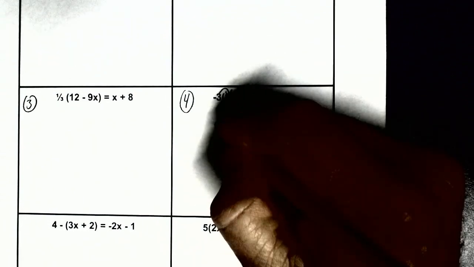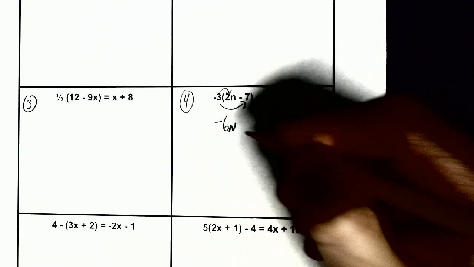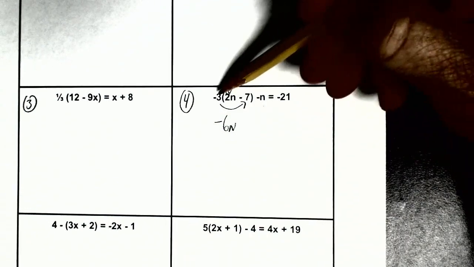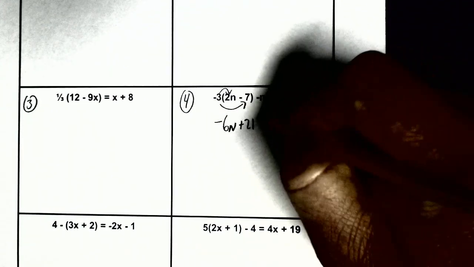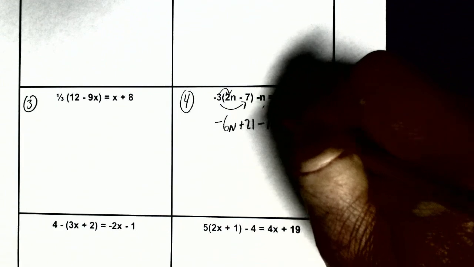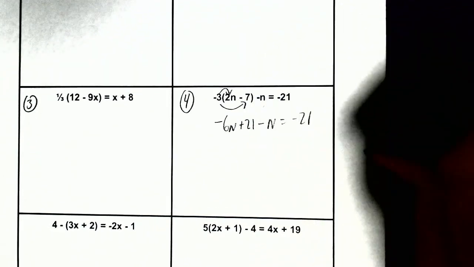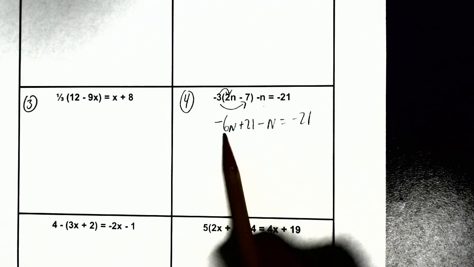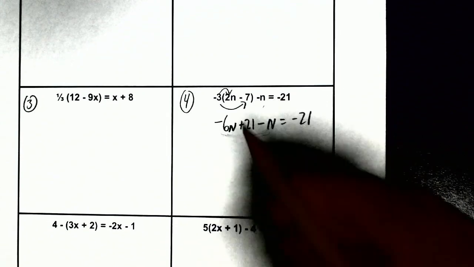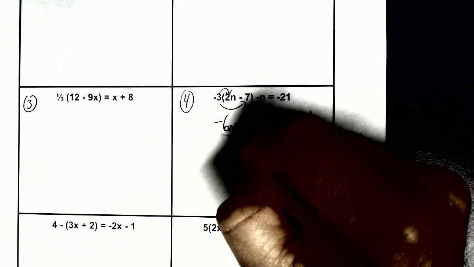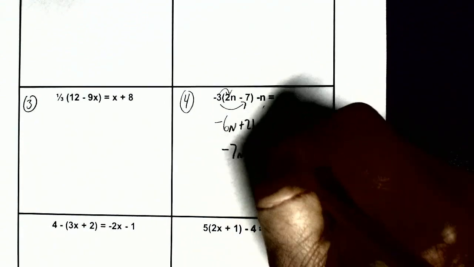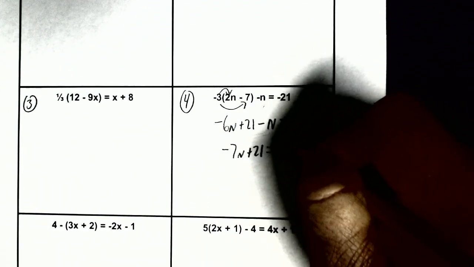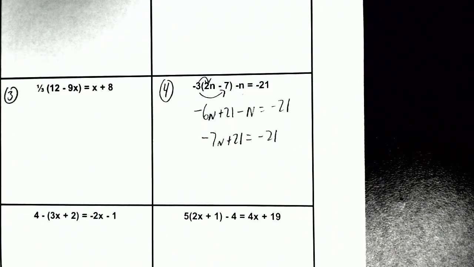So that's going to give me a negative 6n because of right here. And then I've got to bring it here. That's going to give me a plus 21, it looks like. And I have a minus n right there. So that n is on that side. Okay, so let's take a look. We're going to combine like terms. These two n's need to be combined. So that's going to give me a negative 7n plus 21 equals negative 21.